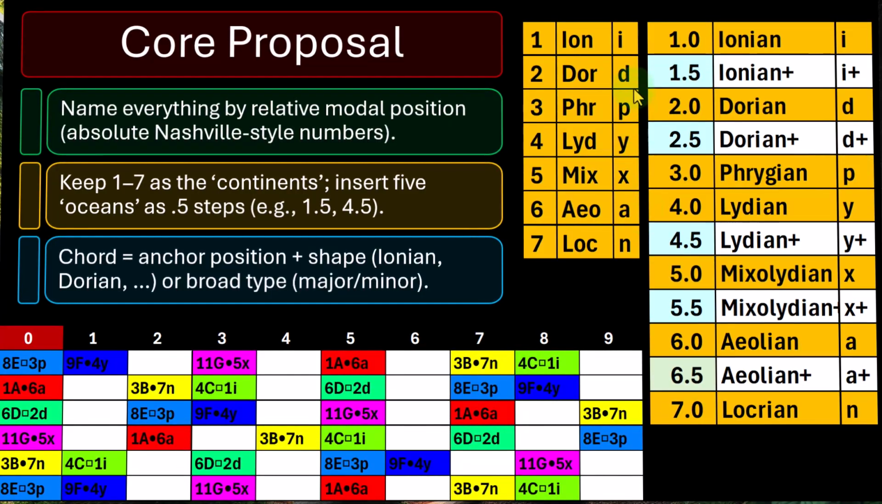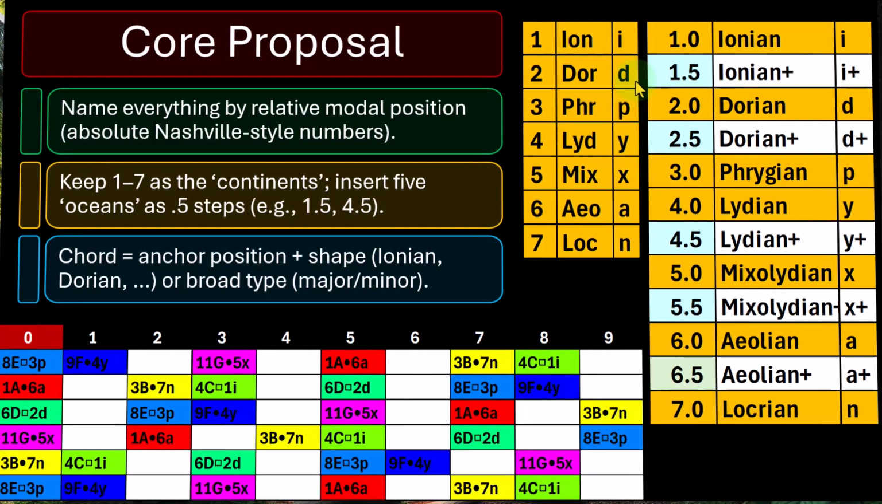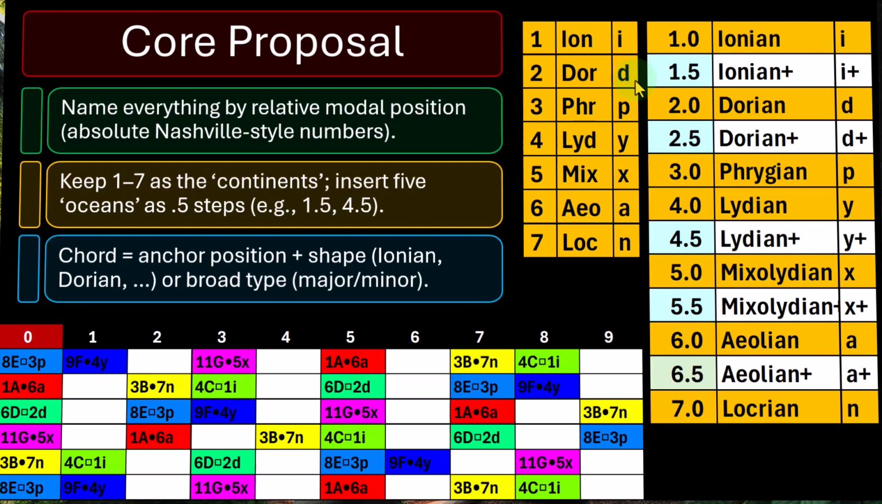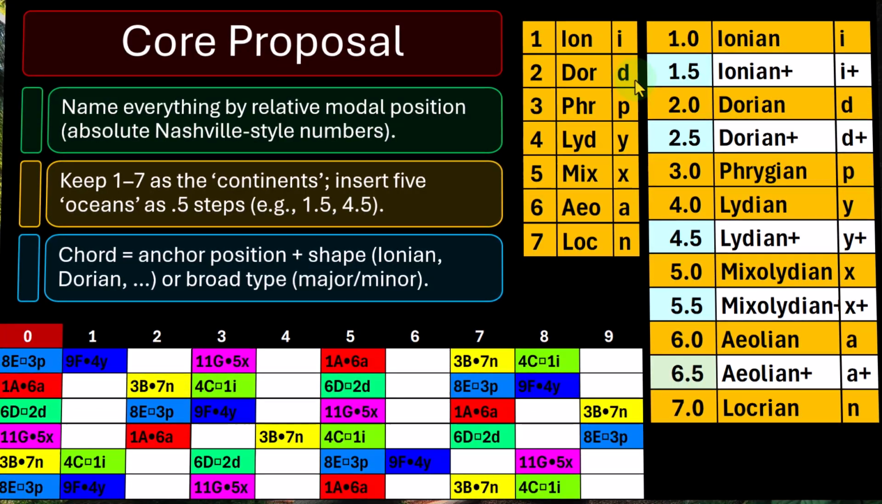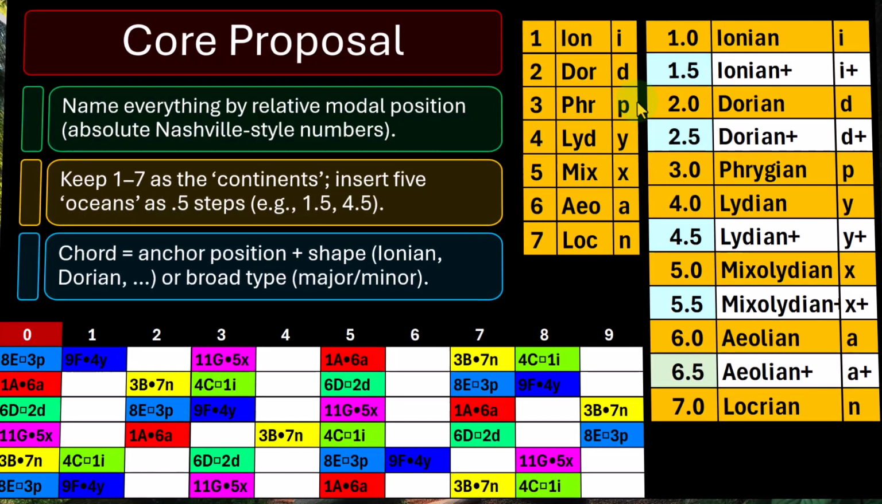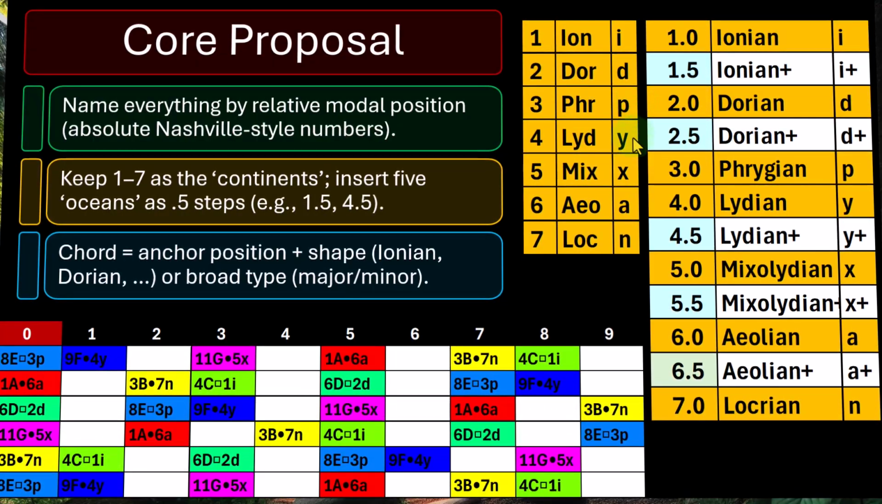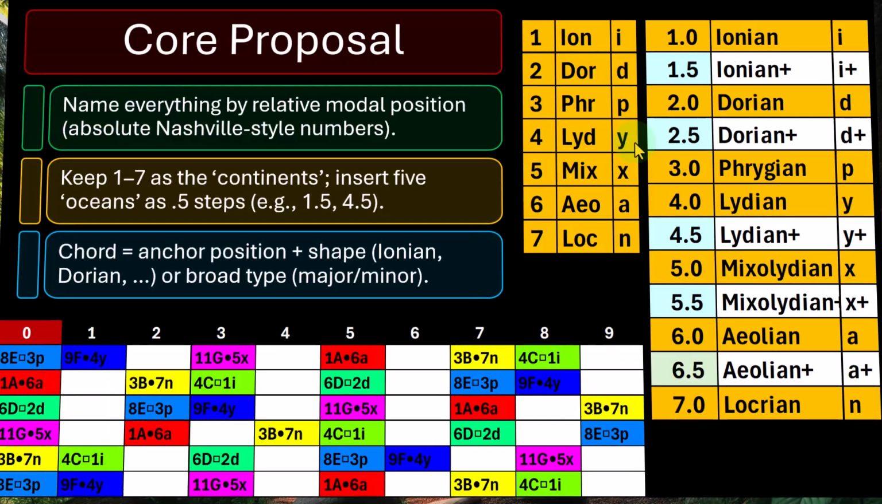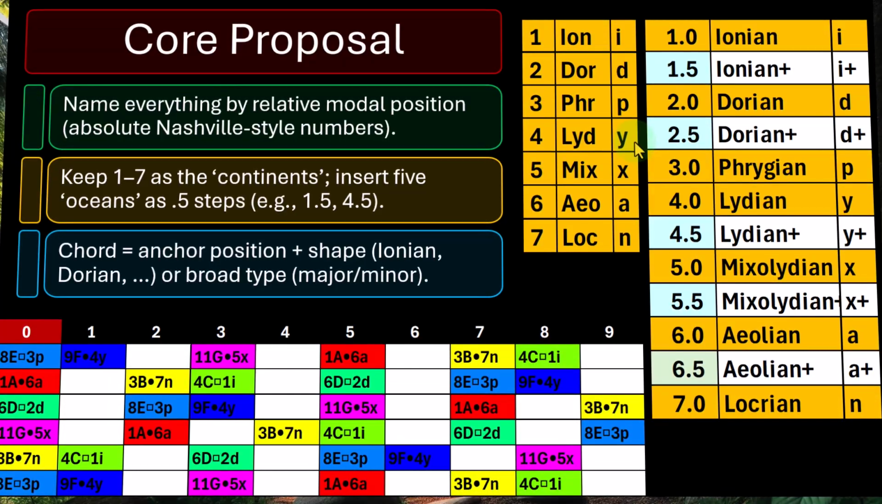Or more specifically, if I'm adding a minor and I have that ninth, which is a major ninth, that would be a Dorian type chord. If I have a flat second in the chord construction, that would be a Phrygian type chord. If I have an augmented fourth or 11th, that would be a Lydian chord.